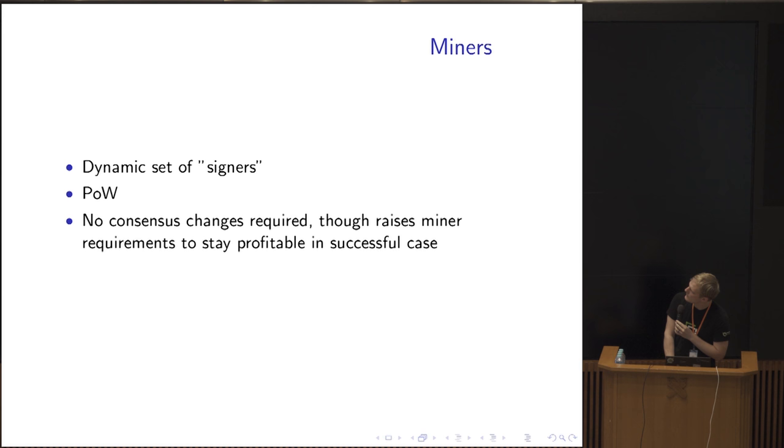Assuming you have some fancy script or some sort of opcode that allows this to happen, the consensus changes for the sidechain don't have to happen on the main chain. It does raise minor requirements to stay profitable in the successful case. If, say, we make a big block sidechain and everyone moves to that, then all the fees will be on that side, and to participate in this, you'll need to participate in creating this history. There are schemes to allow even non-participating miners to get the fees as well. I think it's called blind merge mining.